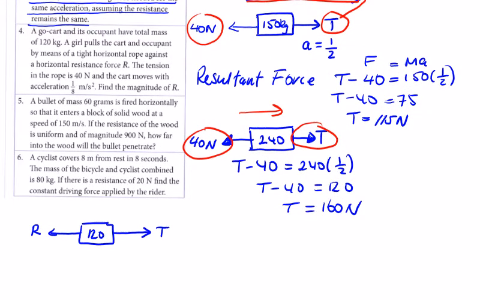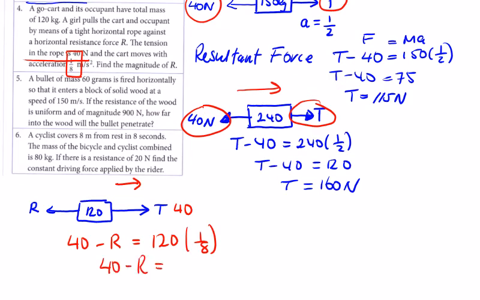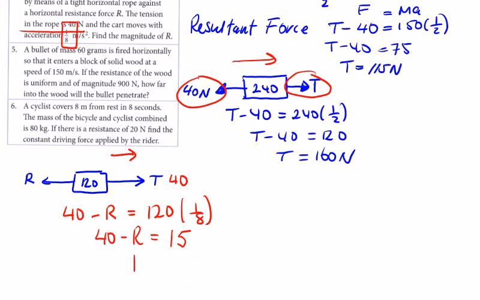And what are we told? The tension in the rope is 40 newtons. So this is my 40. So I have 40, because it's going in this direction, minus R is equal to M times A, which is 1/8. So 40 minus R is equal to 1/8 of 120, which is 15. So R would have to be 25 newtons.